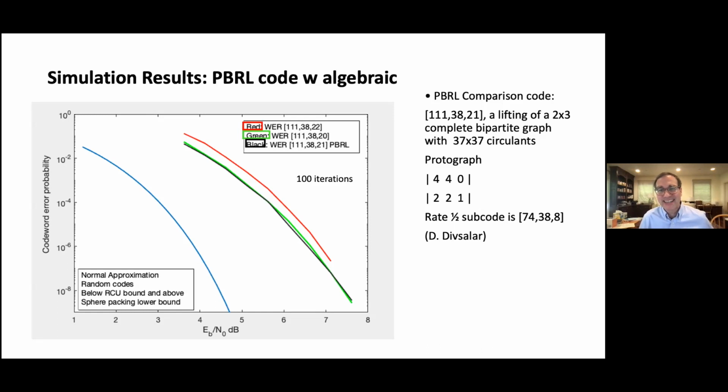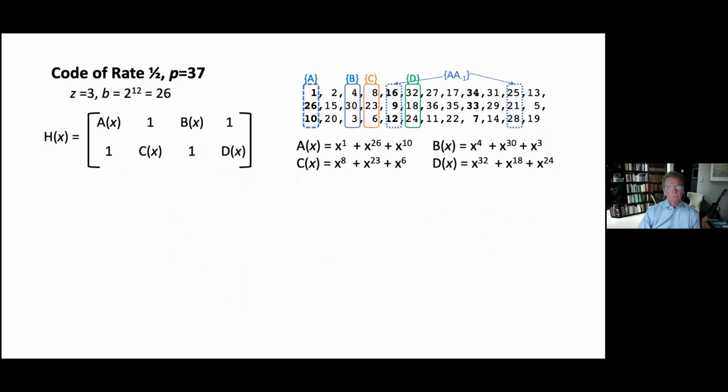Keep going, Michael. It's okay, as long as you're not going to lose everybody. I can go a little. So here's a rate 1/2 code, just to show you that it's not rate 1/3 only. Same kind of structure, p equals 37. I choose lightweight, degree 3 polynomials here.